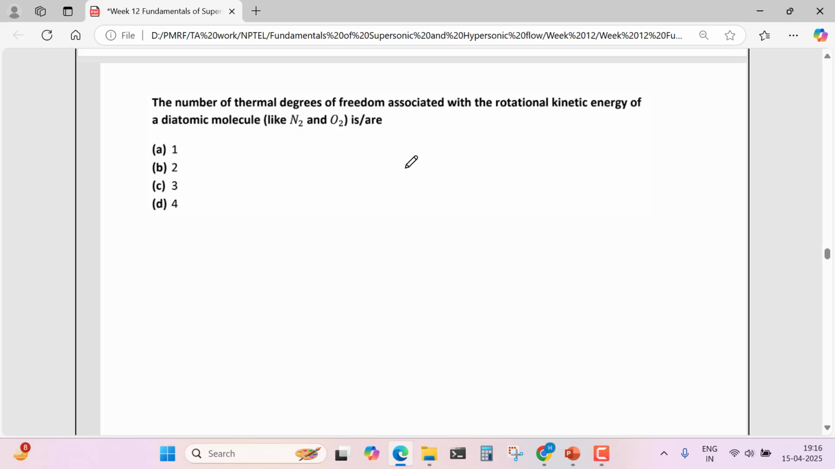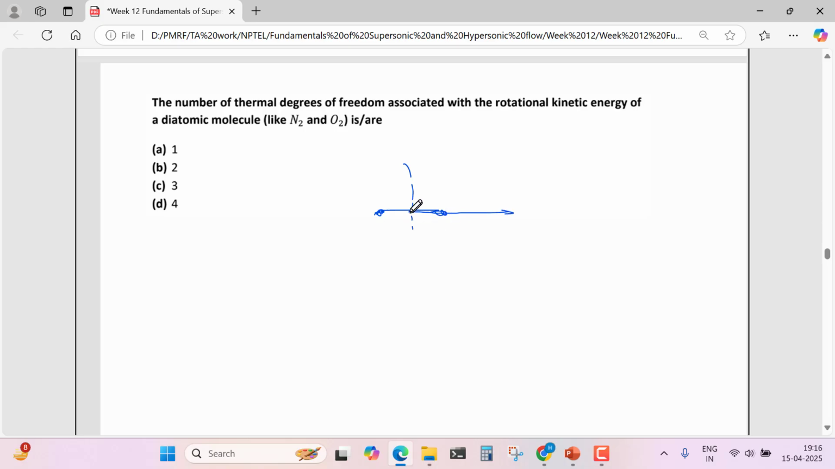The number of thermal degrees of freedom associated with the rotational kinetic energy of a diatomic molecule like N2 and O2 is or are: option A 1, option B 2, option C 3, option D 4. Just now I have told about it. So what is the answer for this problem? So it is a diatomic molecule.